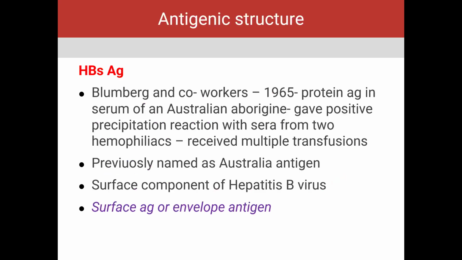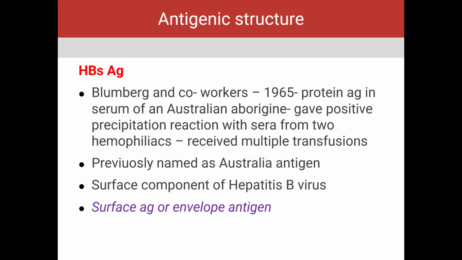Next, antigenic structure. In that, HBsAg means hepatitis B surface antigen. The scientist Blumberg and his co-workers, in the year 1965, described a protein antigen. They found this protein antigen in the serum of an Australian aborigine. This antigen gave a positive precipitation reaction with the sera from two hemophilic patients who had received multiple transfusions. So this was named the Australia antigen.